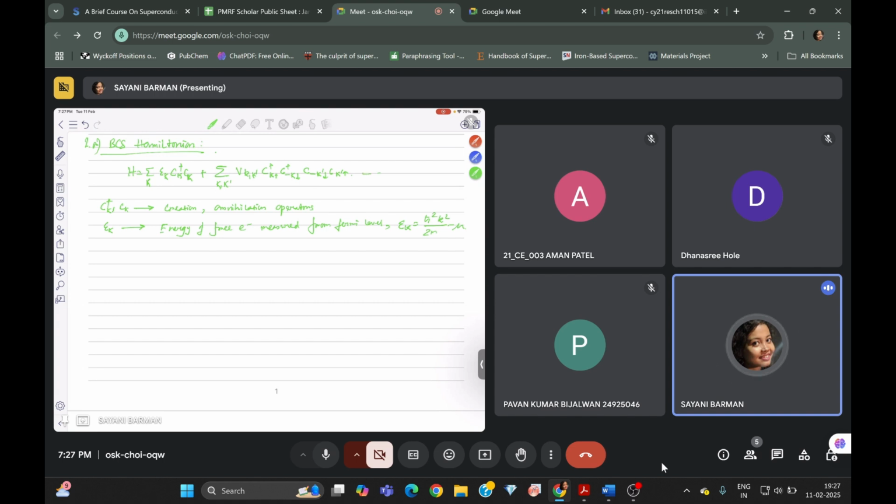And going back, if I write this as equation one, then in equation one there is a term V_kk prime. This is the interaction potential between the electrons. Since you already know that in superconductors interactions happen between electrons, and it doesn't obey the Pauli exclusion principle in the usual way. Interaction potential between electrons.